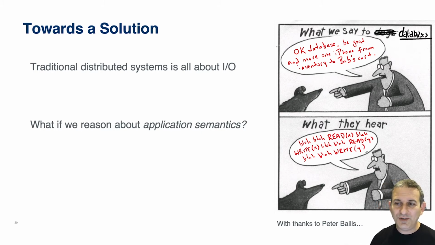It's an old Far Side cartoon. It's been adapted to the moment. On the top, we have our application semantics. Okay, database, be good and move one iPhone from inventory to Bob's cart. But what our database dog hears when we utter that is blah, blah, read X, blah, write X, blah, blah, read Y, blah, blah, write Y, right? They don't actually understand what we're saying. They just understand these keywords. And we're doing all our coordination to control this sequence of keywords, not thinking about the values that we put in these reads and writes and how they affect our programs. So maybe if we think about that, we can do better.